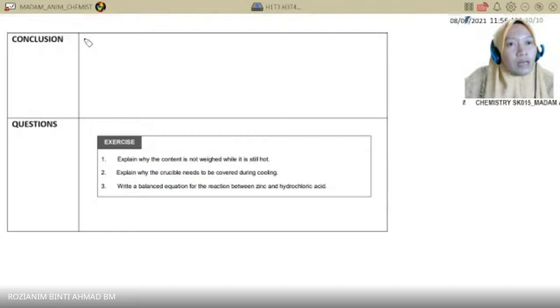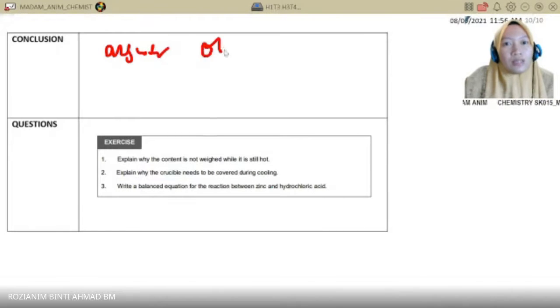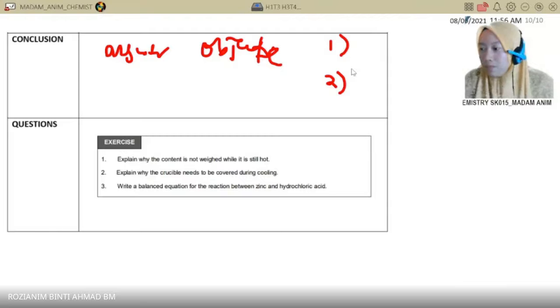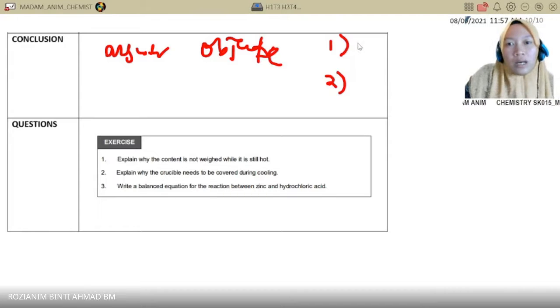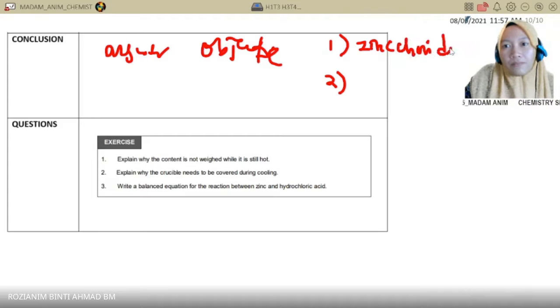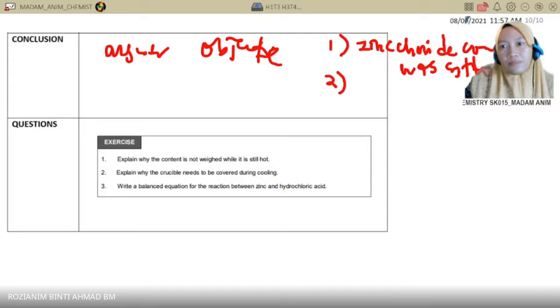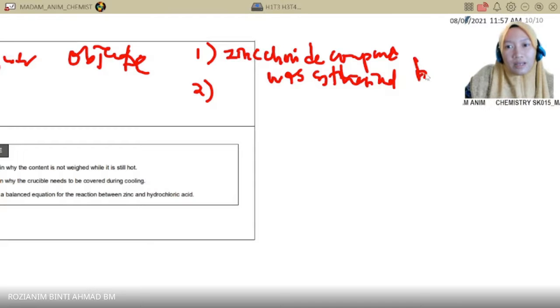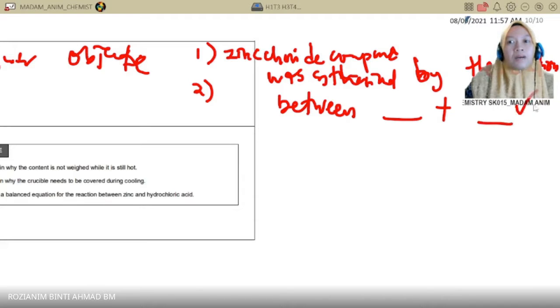Okay, conclusion ni pula adalah jawab objektif. Okay, kalau objektif kamu adalah 2, objektif nombor 1, objektif nombor 2, ambil ayat objektif semula. Contoh, ayat objektif adalah synthesis a zinc chloride compound. So ayat conclusion kamu adalah zinc chloride compound is ataupun was synthesized by the reaction between what? By the reaction between what compound? Apa dan apa. Baru dapat markah 1 conclusion.